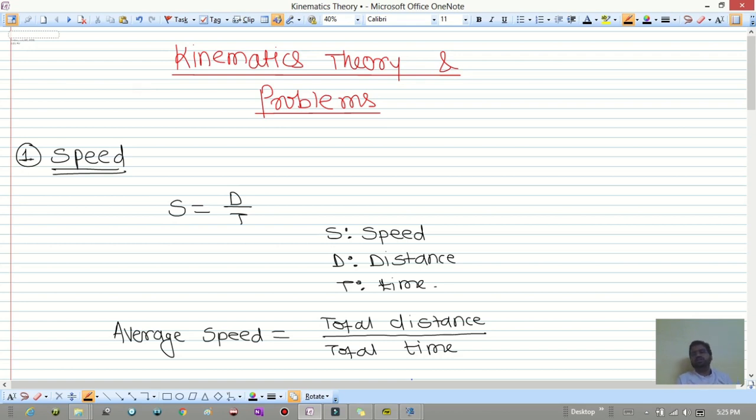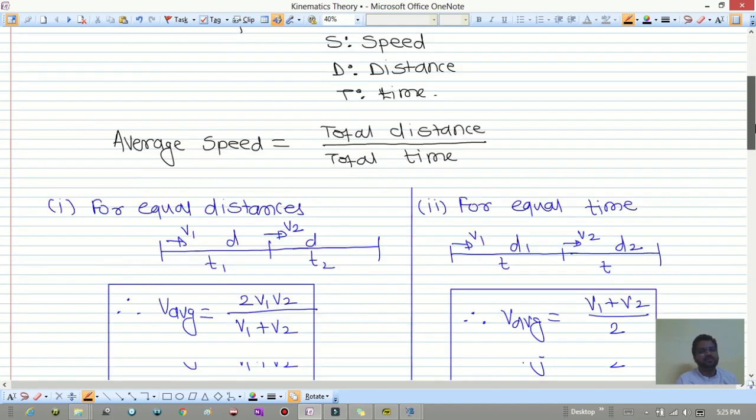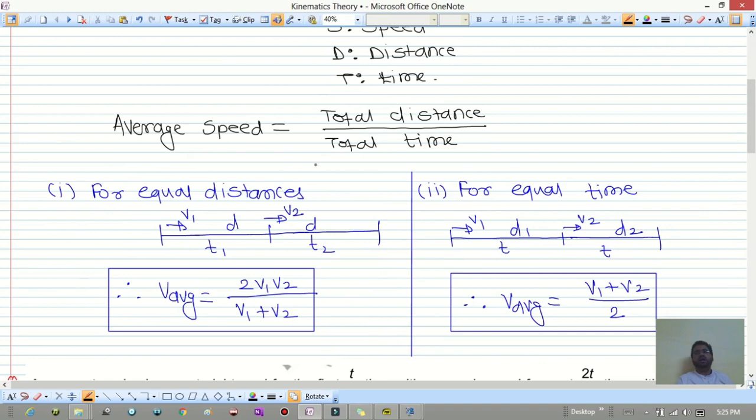Okay, so here we have first one, speed. Speed is nothing but distance traveled per unit time. So S is equal to d by t, where S is speed, d is distance and t is time. Average speed, we have total distance by total time. So types of speeds are there.